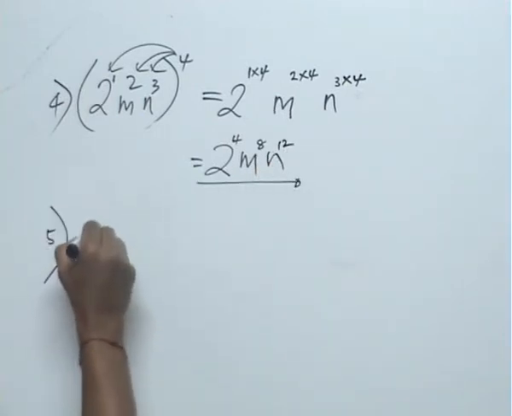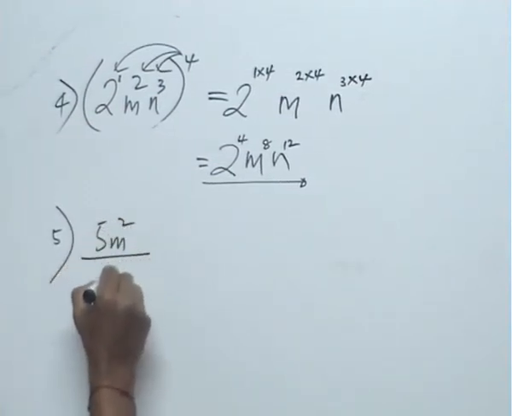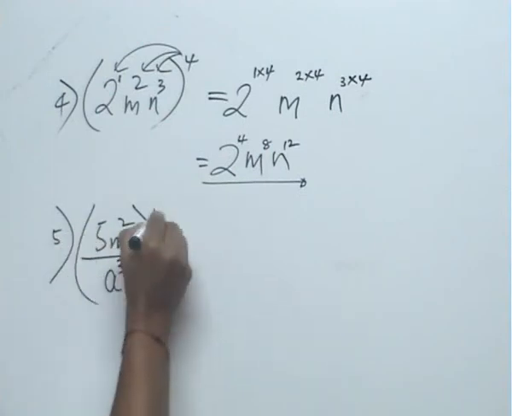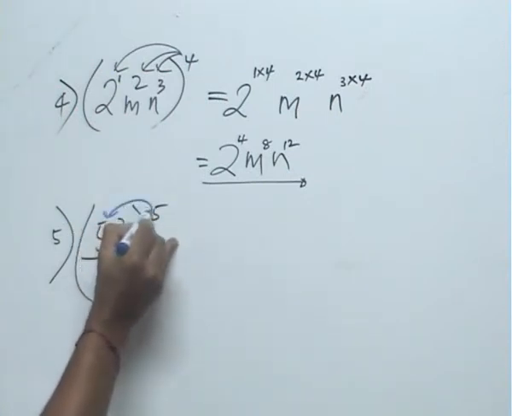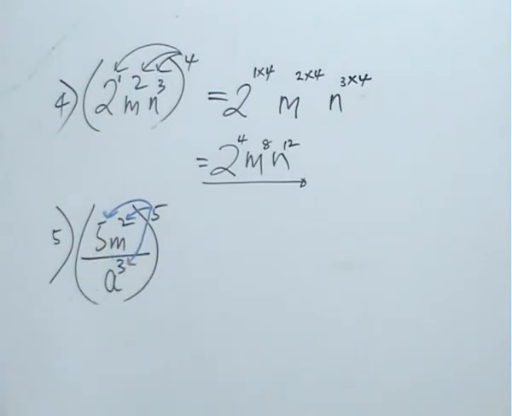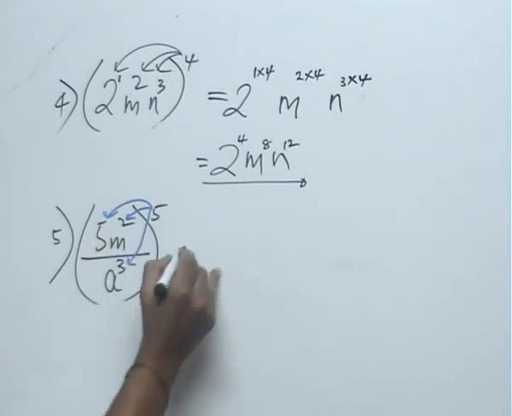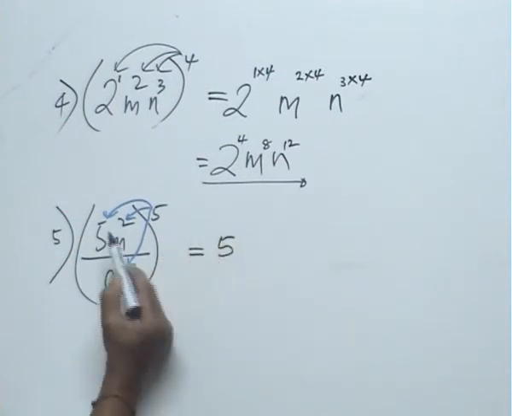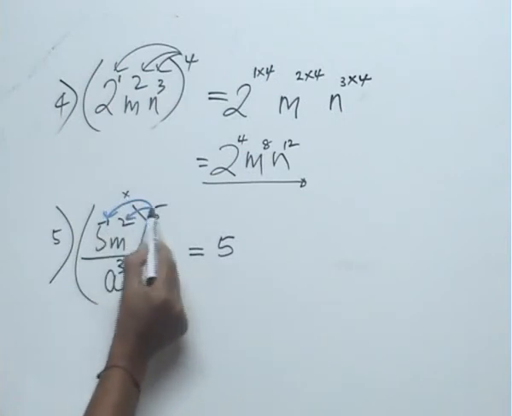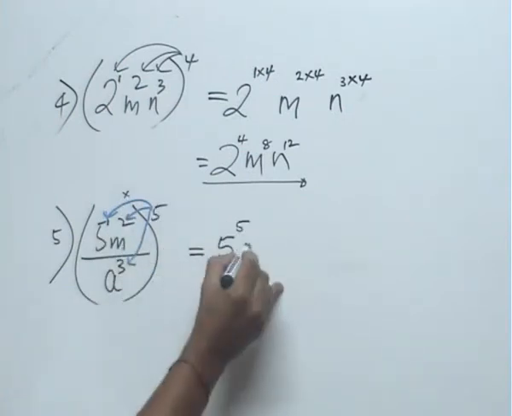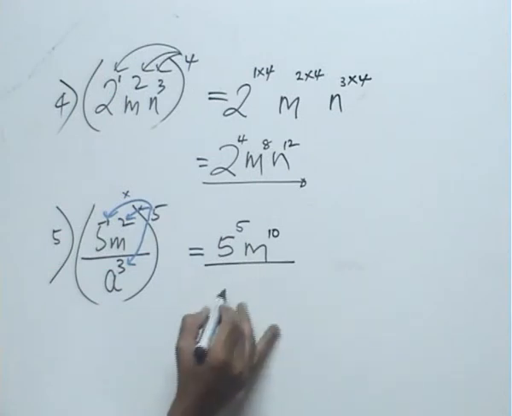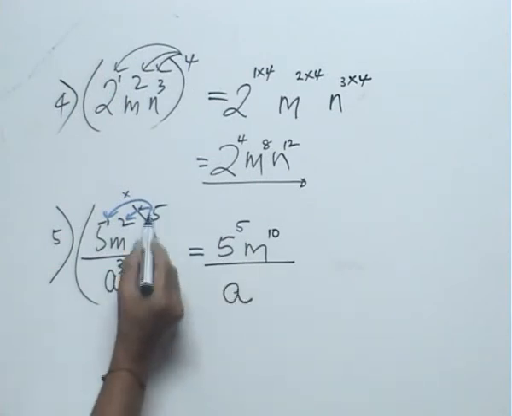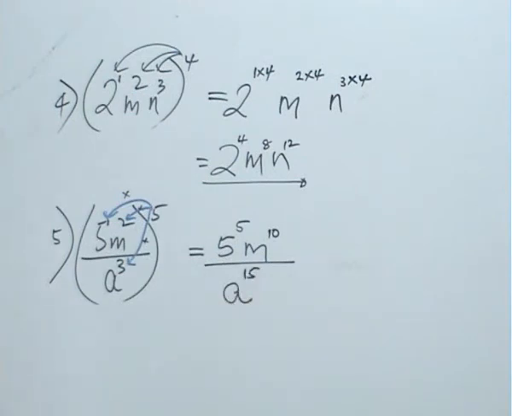Let's do another example. Say you got 5m squared over a cubed, and all this is to the power 5. Then the power has to go every way. To the 5, to the 2, and downstairs too. So the final answer now, I'm not going to do every step, will be 5. There's a 1 here. 1 times 5 is 5. Then there's an m. 2 times 5, 10. That's upstairs. Now downstairs, you got an a. 3 times 5, 15. All right. Now watch the next example very carefully.